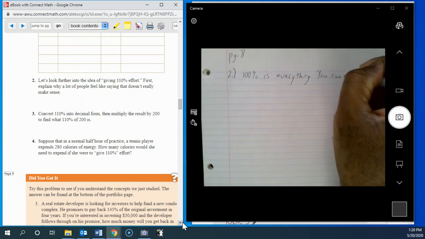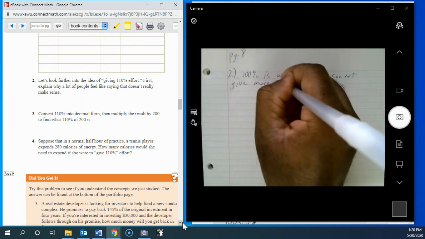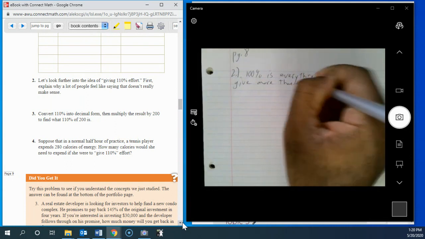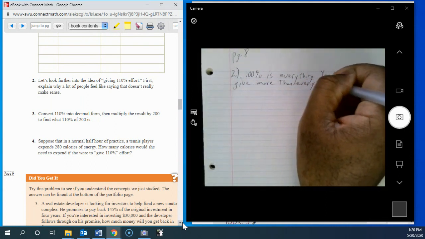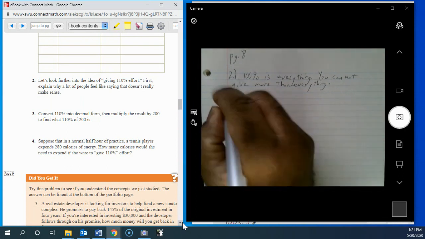You cannot give more than everything. That's why that statement to a lot of people doesn't make sense. Because if you think about it, if you're giving more than what you did before, that typically means that what you gave before was not 100%. So the extra effort you're giving probably is your 100%. So that's why it doesn't make sense.